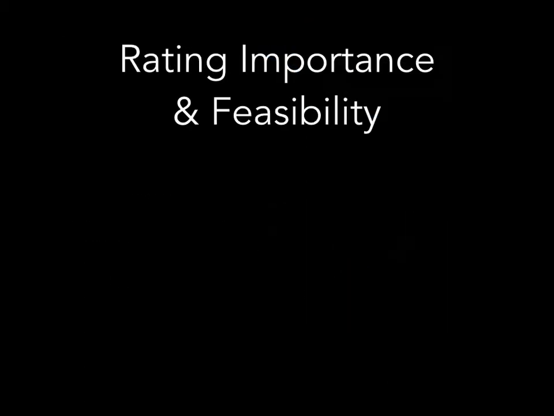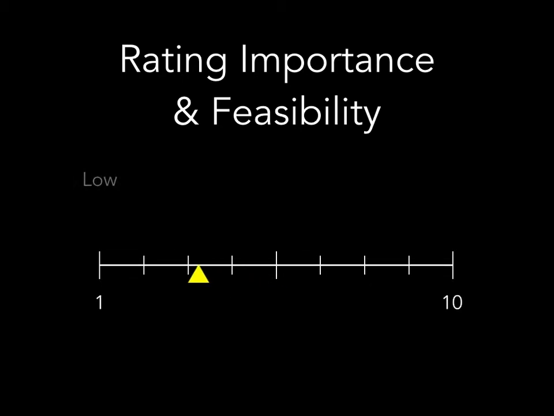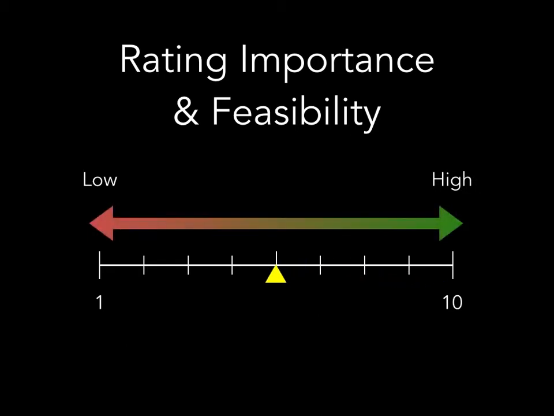Now that you understand what we mean by importance and feasibility, it's time to rate our changes on these criteria. Importance and feasibility are each rated on a scale from 1 to 10, with 1 being low and 10 being high. The more precise you can be with your ratings, the more helpful the results will be. It also helps to keep in mind that very few changes will score a perfect 10 for importance and feasibility. Let's look at how this works.